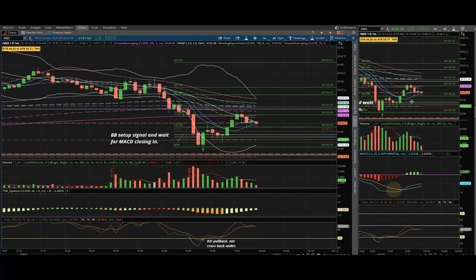On the right-hand side, this is just another MES 1 minute chart. It's the exact same chart.